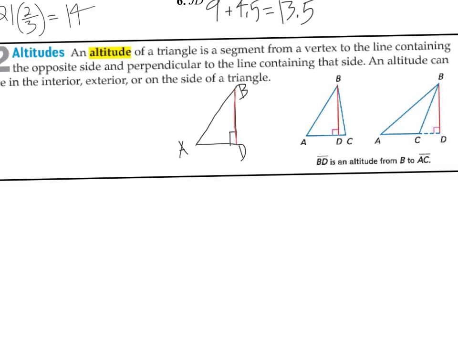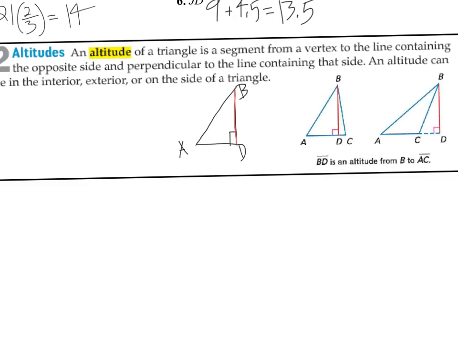Okay, so this section was called medians and altitudes, right? So the next thing to talk about is the altitude of a triangle. The definition is: an altitude of a triangle is a segment from a vertex to the line containing the opposite side and perpendicular to the line containing that side. An altitude can be on the interior, exterior, or on the side of a triangle.